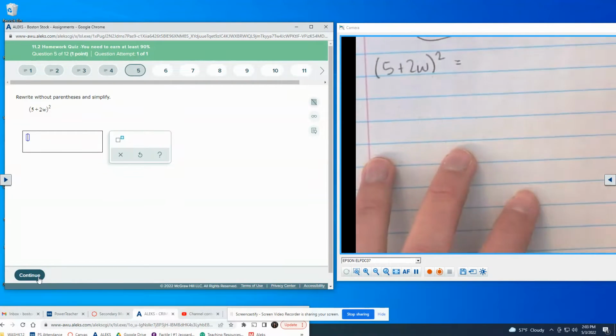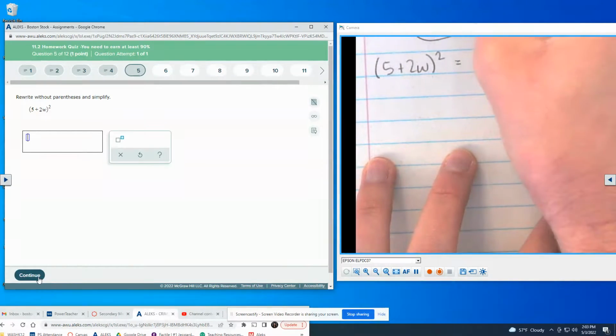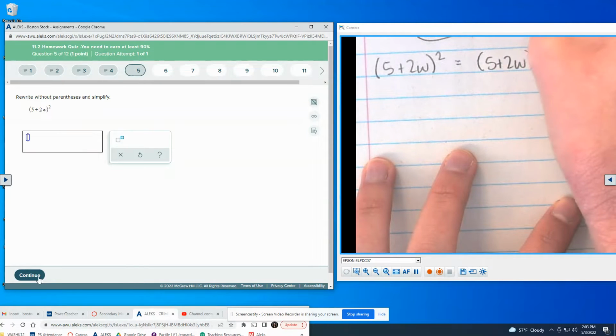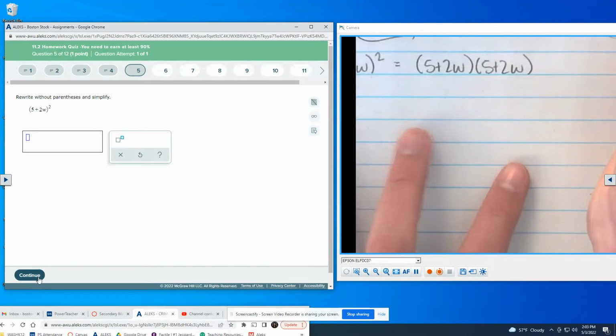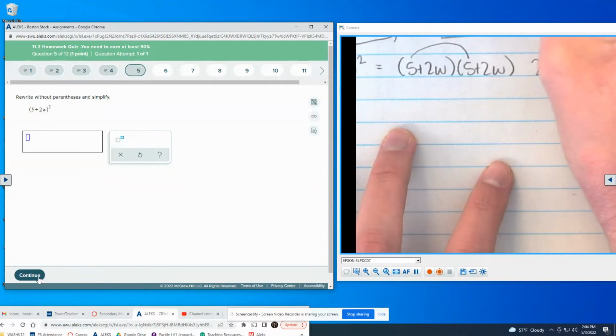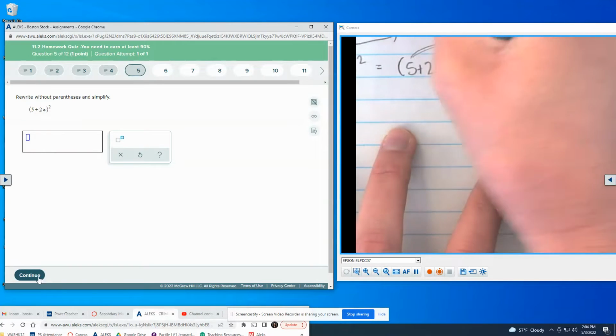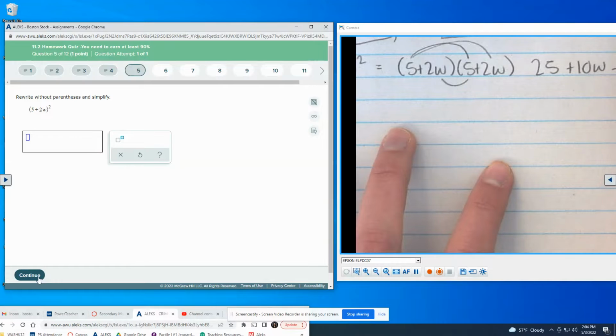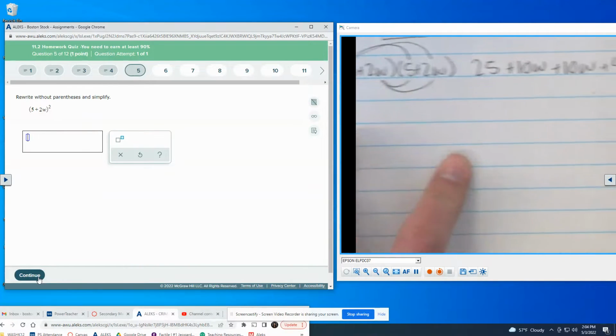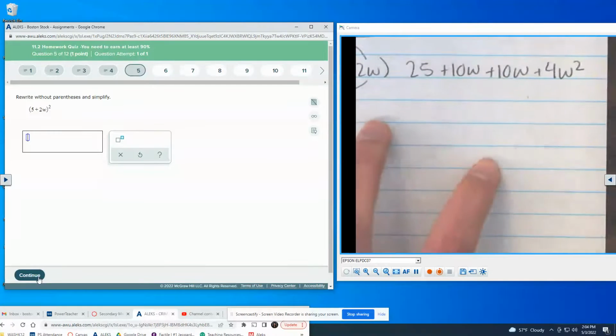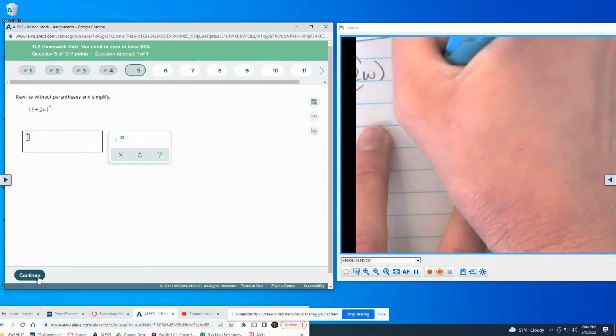So what this really means when we square something is to multiply that something by itself. So we're going to times those two together. When we times those together, we get our 25 plus 10w plus another 10w plus 4w squared. Right here, I know you couldn't see all of that while I was writing it.